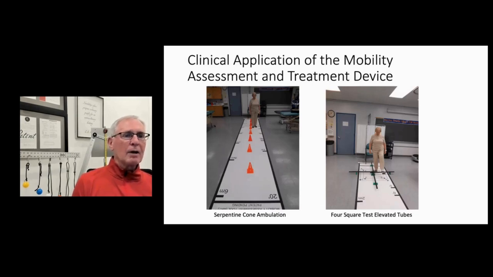Here we have clinical application of the mobility assessment and treatment device. Here we're doing therapeutic activities. So what we've done every 2.5 feet is we have stretched out the orange cones. These are little 7-inch high cones that are used to mark kids' athletic fields, but you can get those very inexpensively. And we have our patient start. This can be a therapeutic activity. So we want to make this fun.